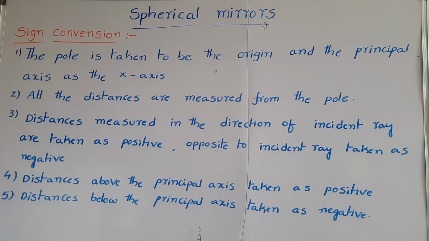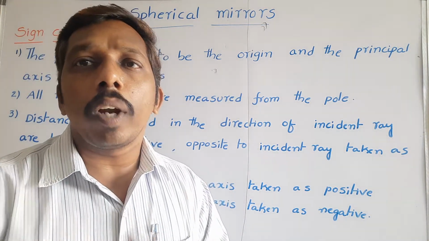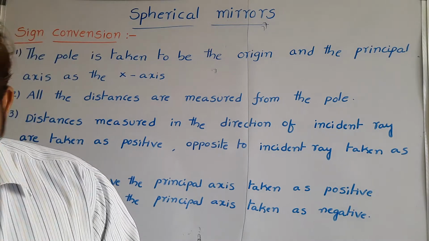All the distances are measured from the pole, and distances measured in the direction of the incident ray are taken as positive, opposite to the incident ray taken as negative. So in the direction of the light ray is positive, and opposite to the light ray direction is negative.